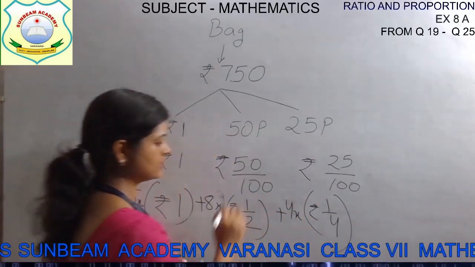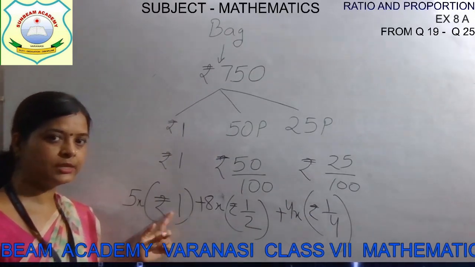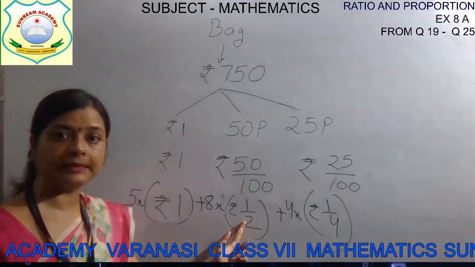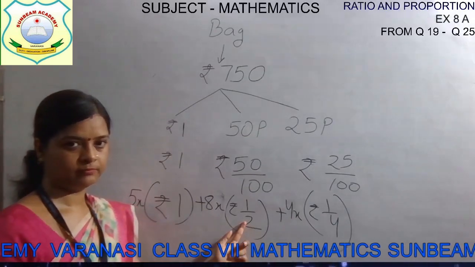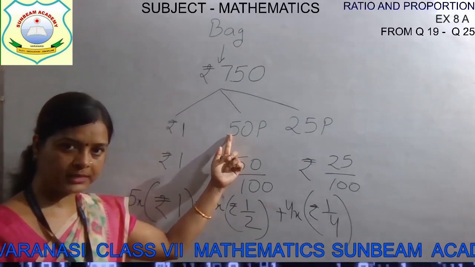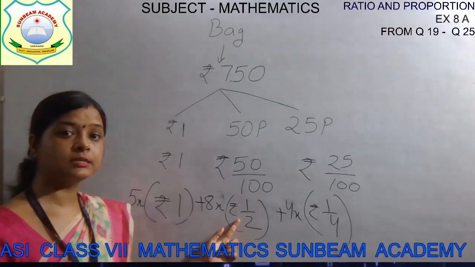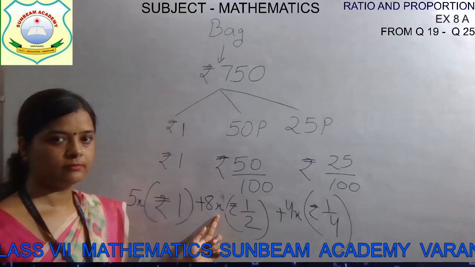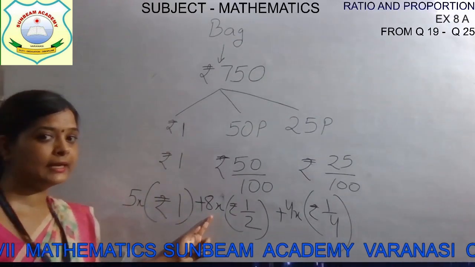Plus. Okay. Write the denomination 1 rupee into its quantity 5x. Write the denomination 50 paisa, converted into rupees. Why? Because then we can add them. So now it is in rupees. 50 paisa can be converted into rupees by dividing by 100, half rupee. And how many coins are there? In the ratio it is 8, so it will be 8x, because it is not 8, it is something more than 8. So we will make it 5x, 8x and 4x.